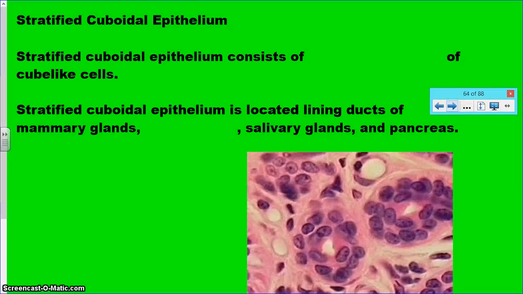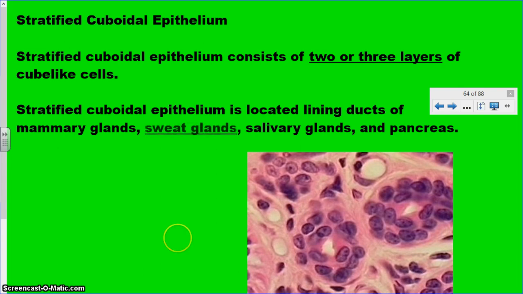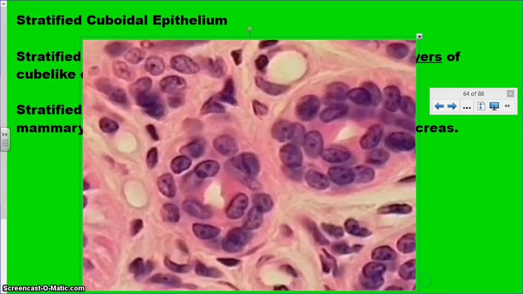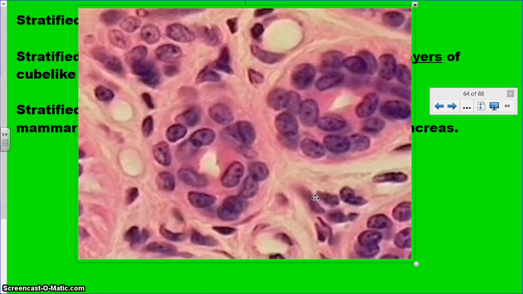Next up is stratified cuboidal epithelium, and of course it's going to consist of two or three layers, multiple layers of cube-like cells. And these cells you are going to find in the lining of your mammary glands, your sweat glands, your salivary glands, and the pancreatic ducts. Ducts are the passageways from these glands, possibly to your bloodstream, or wherever they're going to release their contents. In the case of your salivary glands, into your mouth.